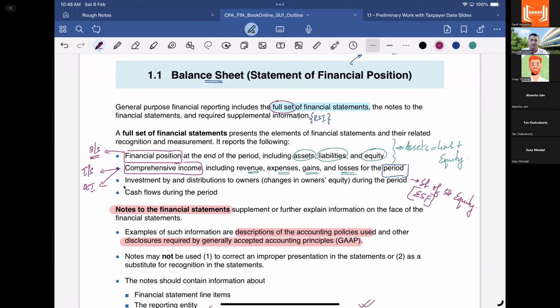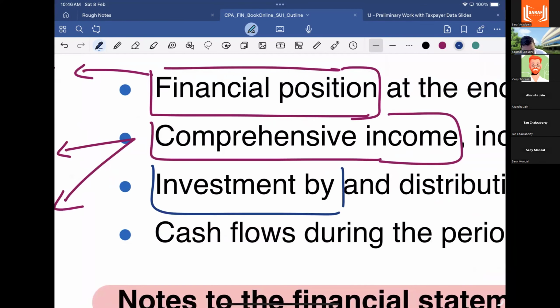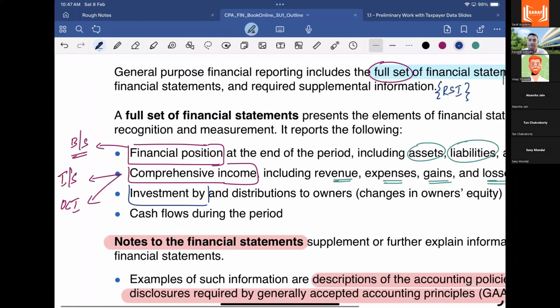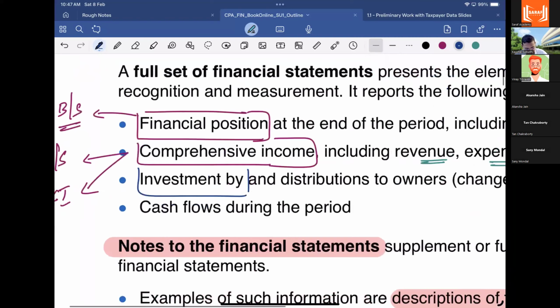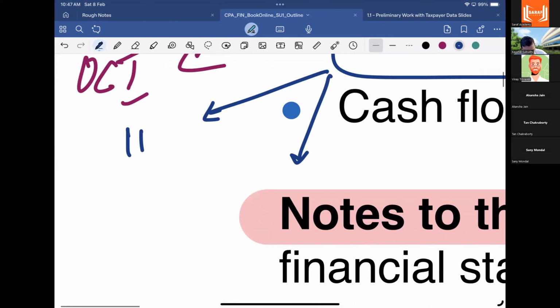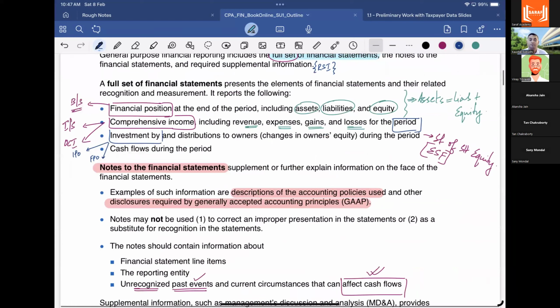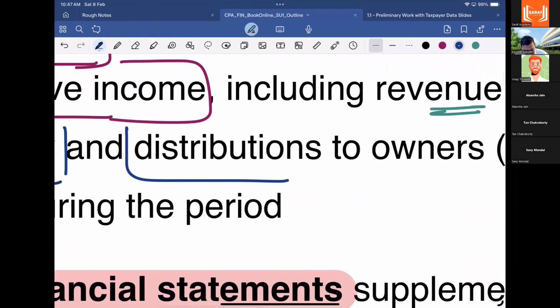ठीक है. So investments by and distributions. Investments by, now this one refers to a kind of capital contribution, कि आपने कहीं बिजनेस में पैसा डाला हुआ है, FPO IPO आपने किया हुआ है. ये भी मैं लिख लेना चाहता हूँ, हालांकि मैंने यहाँ पे मेंशन नहीं किया हुआ है. IPO and FPO, right? So IPO and FPO refers to initial public offering, further public offering, or it could be distributions. So distributions to owners basically क्या होता है?